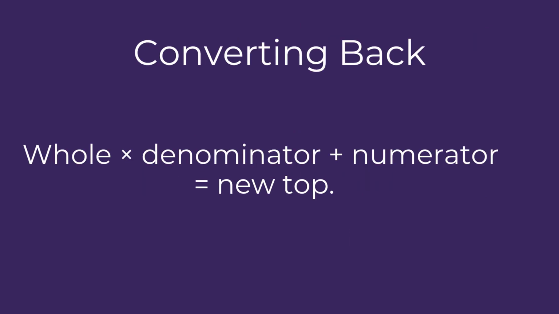To go the other way, from a mixed number back to an improper fraction, multiply the whole number by the denominator, then add the numerator. That total becomes the new top number. The denominator stays the same. 3 2/3. 3 times 3 is 9, plus 2 is 11, gives you 11/3, the same fraction we started with.